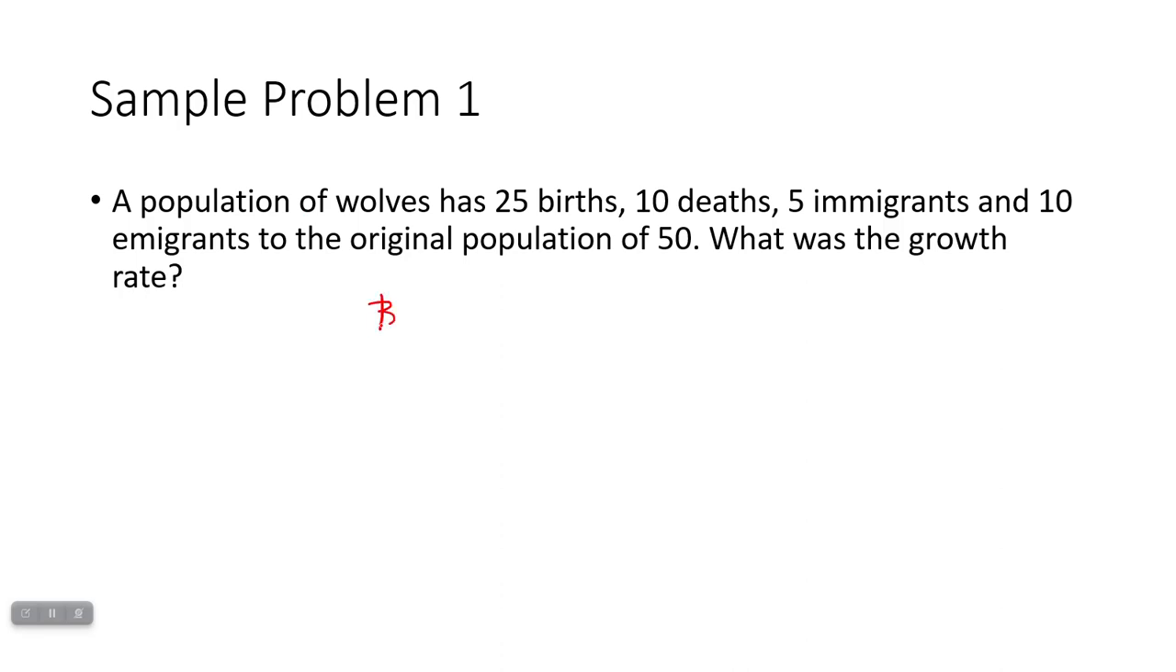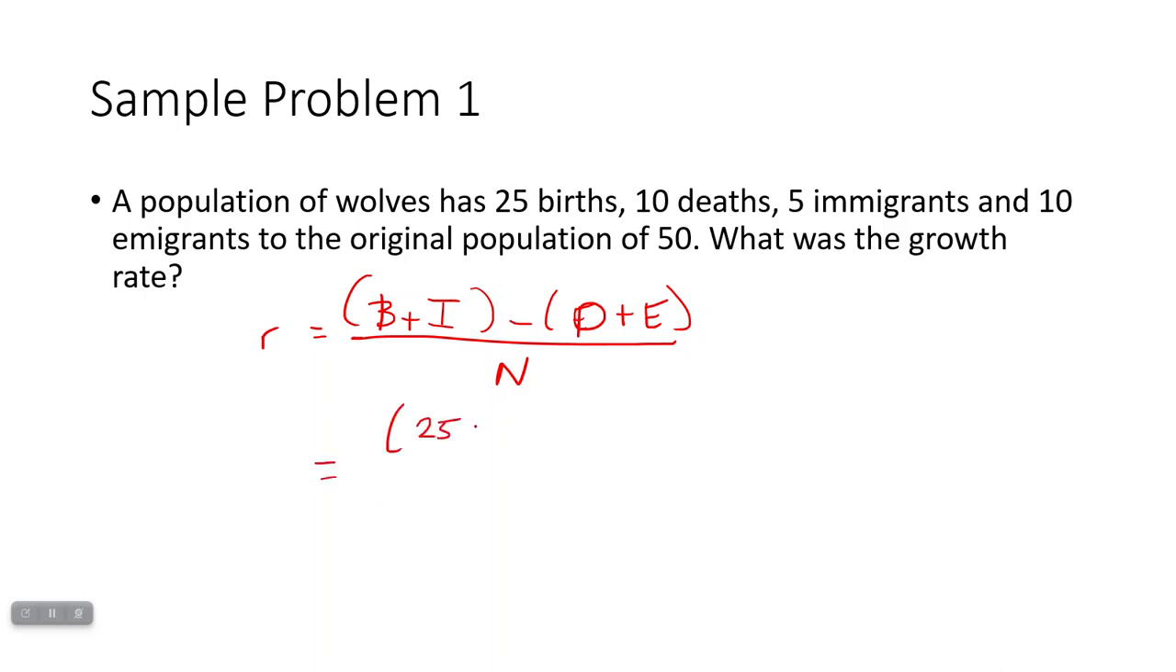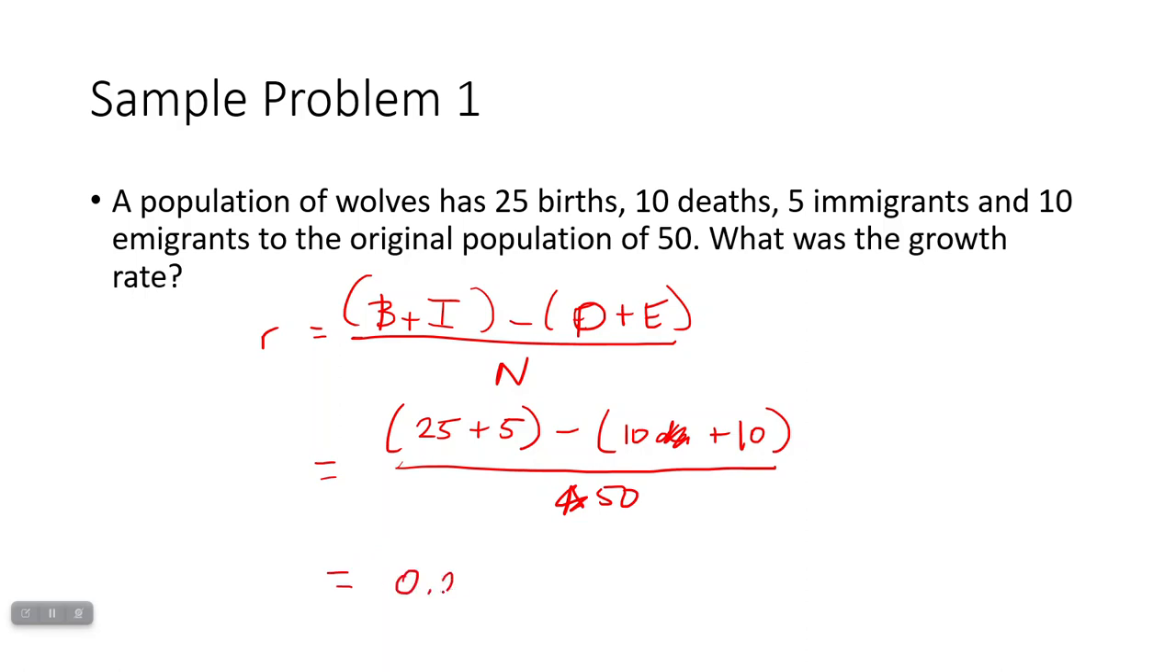So it's going to be births plus immigrants quantity minus deaths plus emigrants, all divided by N, which is our starting population. And that's going to give us R. So if we plug in these numbers, it's going to be 25 births plus 5 immigrants minus the quantity of 10 deaths plus 10 emigrants, all over the starting population of 50. If you do that, the number you get is 0.2.